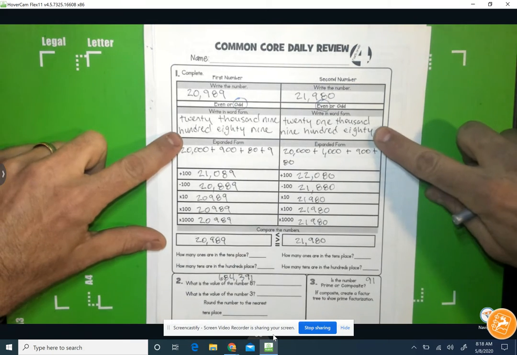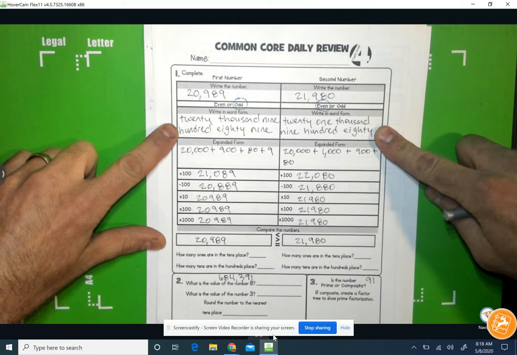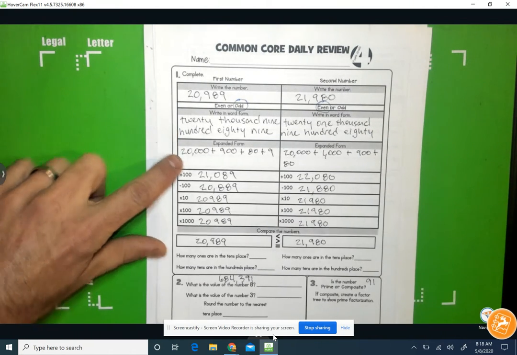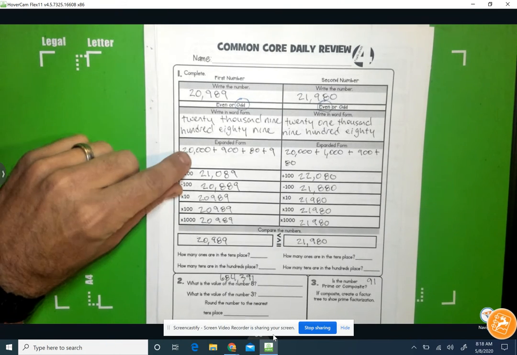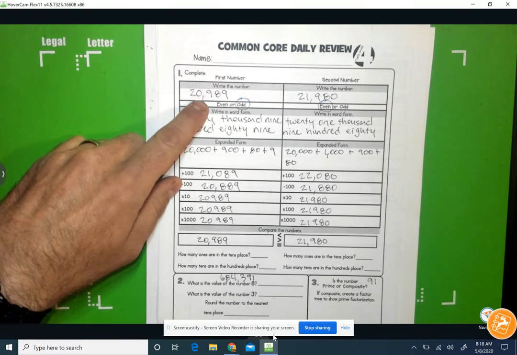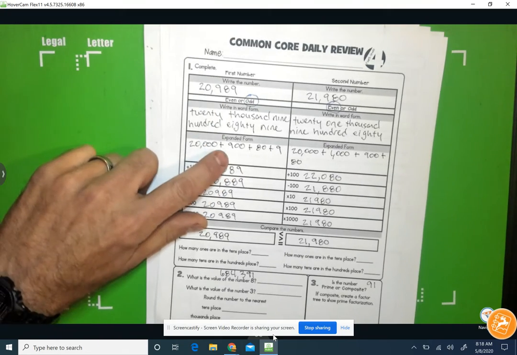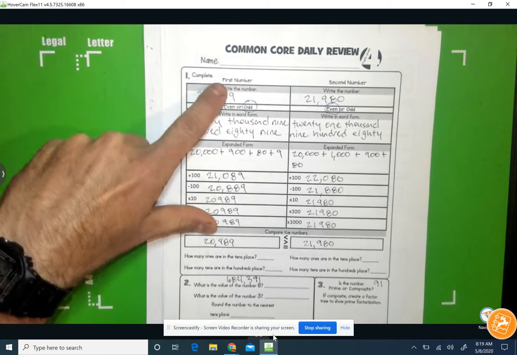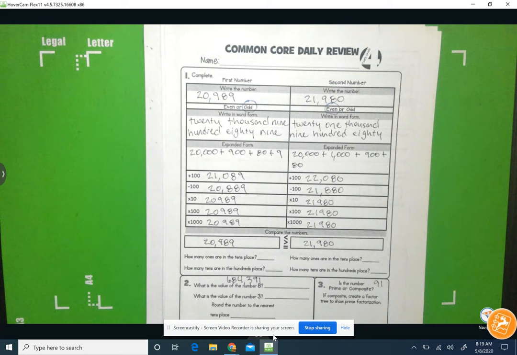In word form, I have both of the numbers written out for you to check your spelling. Expanded form, we have a 2 in the 10,000s place. So the value of that 2 is 20,000. However, there's a 0 in the thousands place. You'll notice that I skipped right to the hundreds. I didn't put the 0 there. I have 900 plus 80 plus the value of that 9 in the ones place, which is 9.